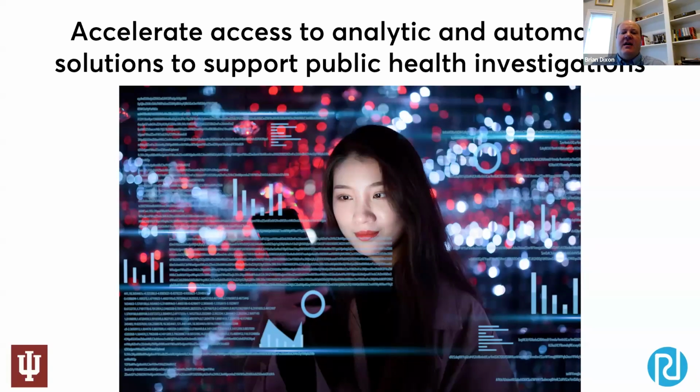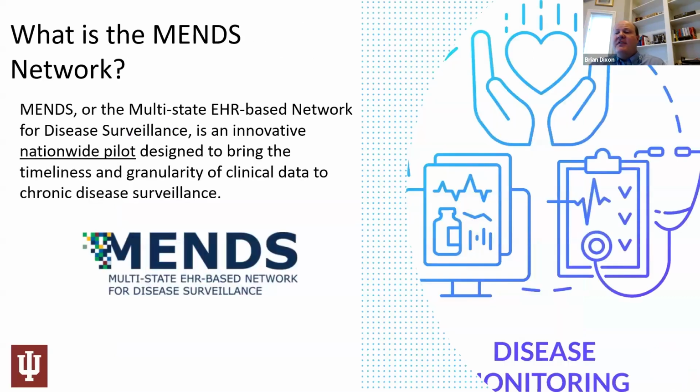The next project is accelerating access to analytic and automated solutions to support public health investigations. And for this, I wanted to talk about our more recent work, which has been around chronic disease. I think this is of high interest across the world, as most countries recognize that the main things that are now killing people are becoming less and less infectious disease, more and more chronic disease. There's still a need for surveillance of both, but we need to put more emphasis on chronic disease as we move forward, and how we can use health information systems to support that.